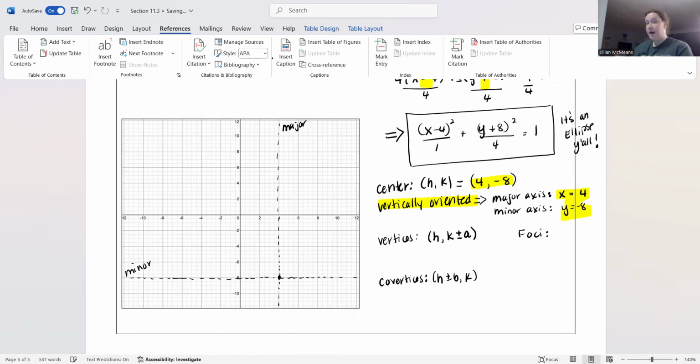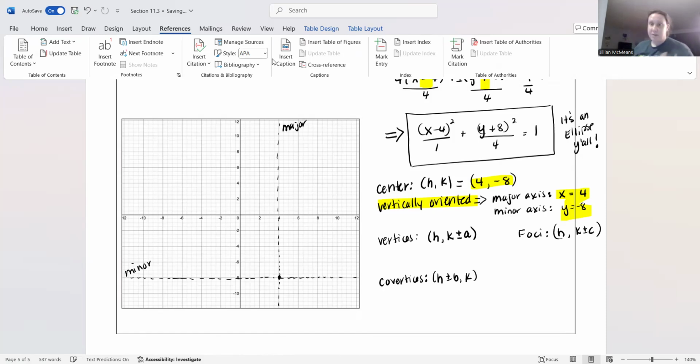Now, the foci run along the major axis. From the center, they're C units up or down in this case. They're going to be C units away from the center. So the center is at (H, K). We don't need to change the H value, the X coordinate. We do need to change the K value, the Y coordinate. So these are going to be at (H, K plus or minus C).